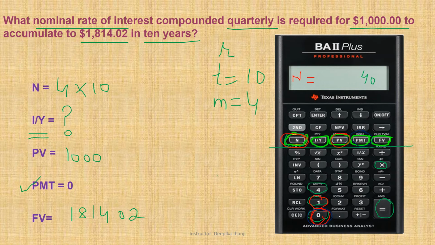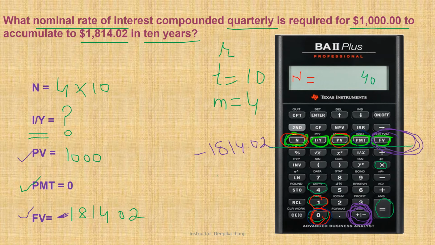Then for future value, you'll input the amount 1814.02, but make sure you input this value as a negative using plus minus feature. Because for compound interest questions, one of the values, either PV or FV, has to be negative. So let's make FV negative. You can make PV negative as well, but only one value has to be negative. So to make the value negative, we'll use plus minus feature. Your screen will display 1814 with negative sign, and then you can input FV.